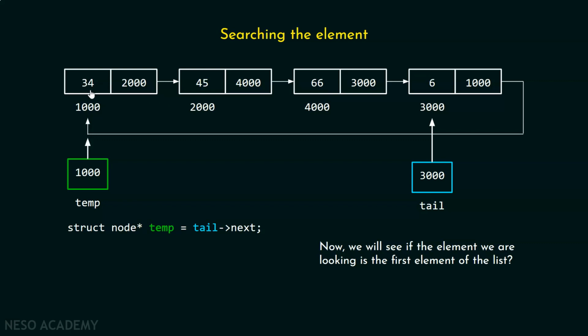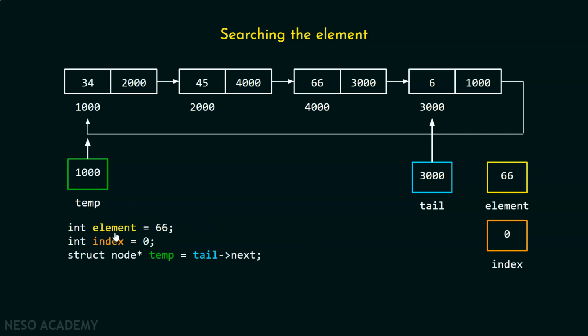I will simply return index 0 if the element we are looking for is the first element of the list, okay? In order to traverse this list, we definitely need a do-while loop, right? First, we have to declare an element variable which must be assigned with 66 because this is the element we are looking for. And there is an index variable also which must be initialized by 0, right? Because we know that the index of the first element is 0, index of the second element is 1, index of the third element is 2. That is why it is important to initialize this index variable by 0.